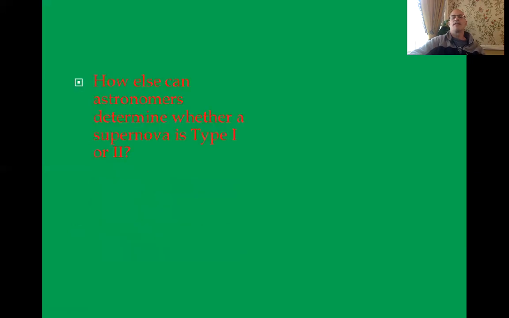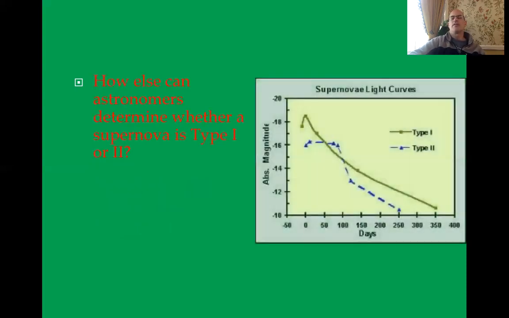Okay. How else can astronomers determine whether a supernova is type 1 or 2? Well, think about it, maybe pause, and you might remember we talked about something called the supernova light curves. And we said that all supernovae, the brightness decays. Well, we talked about type 1 supernova, and we said that the light will go up to like minus 19.3, and then it'll decay in a predictable pattern.